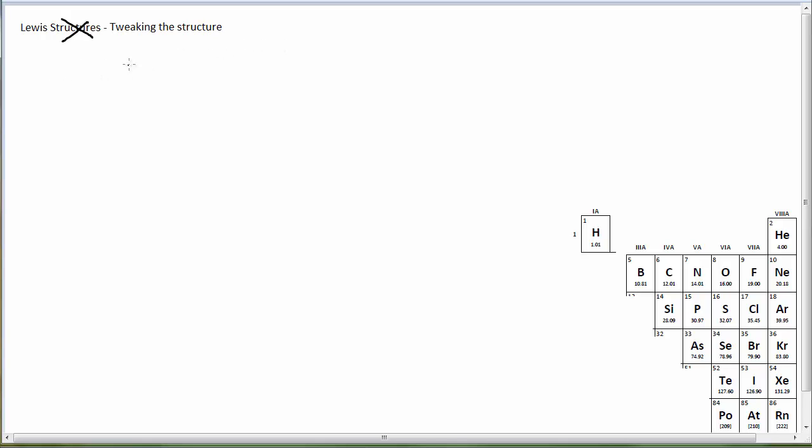But right now we want to talk about tweaking the structure, because what we come up with based on those rules does not always give us something that matches what we see in the laboratory. A prime example is H2SO4. If you dissolve it in water, it is sulfuric acid. If you don't dissolve it in water, this molecule is referred to as the hydrogen sulfate molecule. This is the sulfate ion.